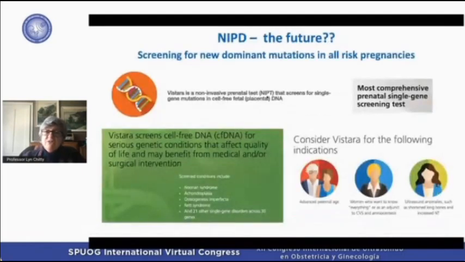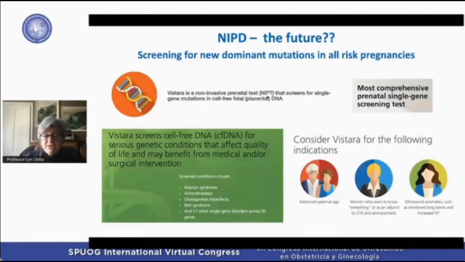And will the future be screening for new mutations? Certainly there is one company in the USA who has introduced this Vistara test, which is a non-invasive prenatal test that screens for single gene mutations. And these are single gene mutations that occur de novo, so occur at the time of conception. And they are things like Noonan syndrome, achondroplasia, some of the osteogenesis imperfecta, etc. So this test is available.